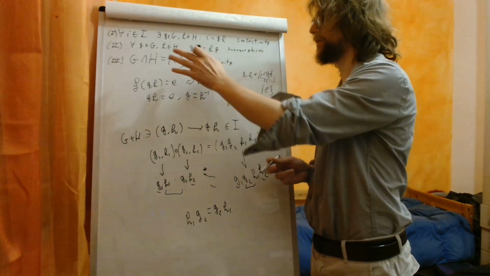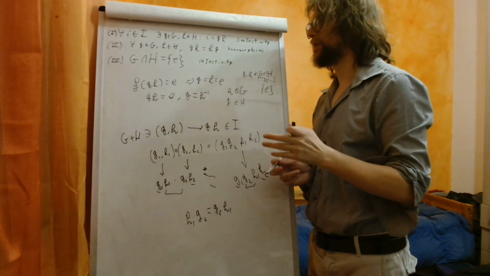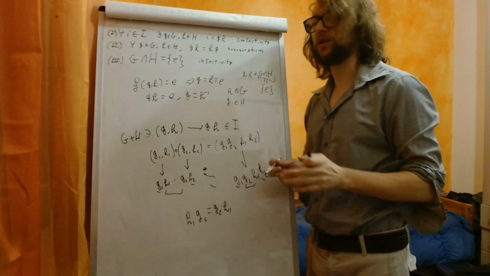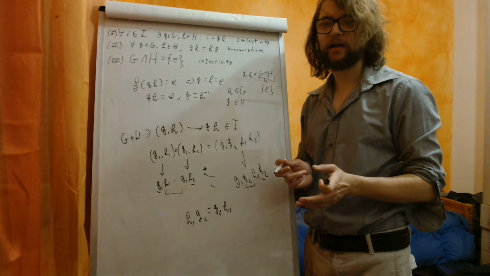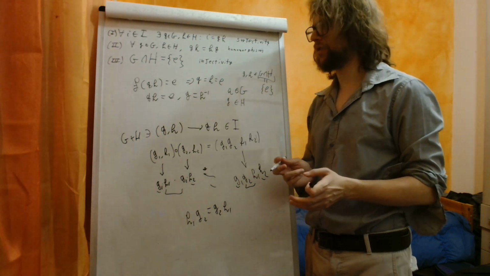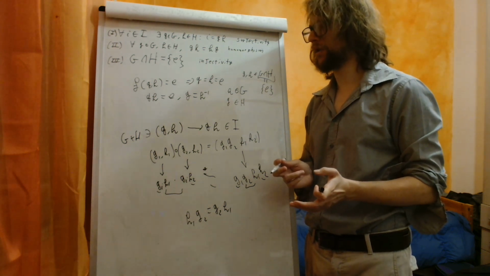So this is a direct product theorem which gives sufficient conditions for which you can describe I as a direct product of two subgroups G and H.